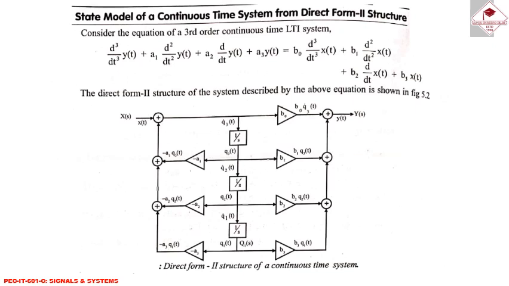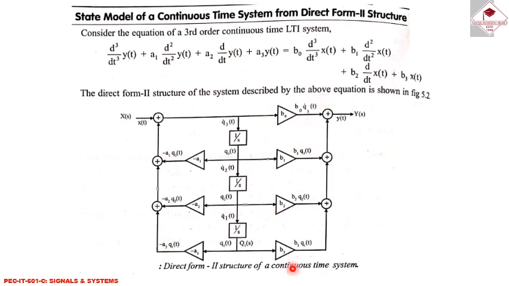Next is the state model of a continuous time system, direct form 2 structure. Consider one equation of this state equation. Here, d^3/dt^3 y(t) plus a1 d^2/dt^2 y(t) plus a2 d/dt y(t) plus a3 y(t) is equal to b0 d^3/dt^3 x(t) plus b1 d^2/dt^2 x(t) plus b2 d/dt x(t) plus b3 x(t). Now the direct form 2 structure of the system is described by the above equation, as shown in the figure.